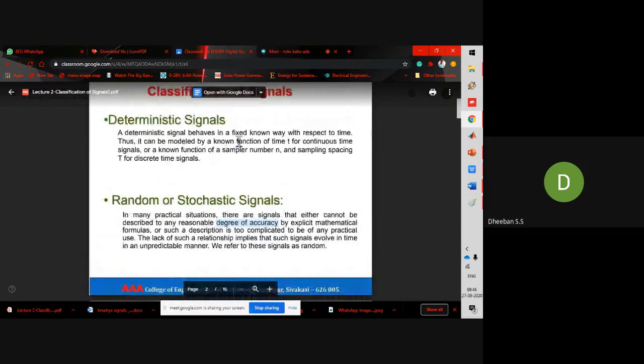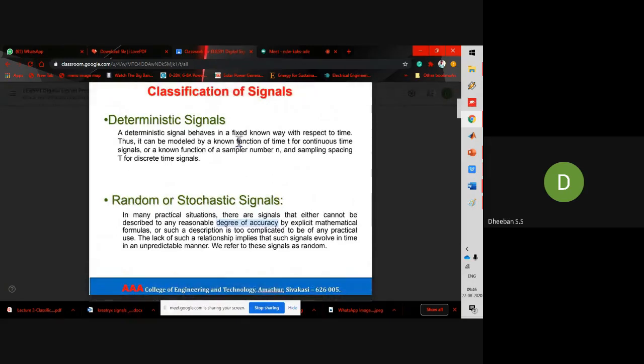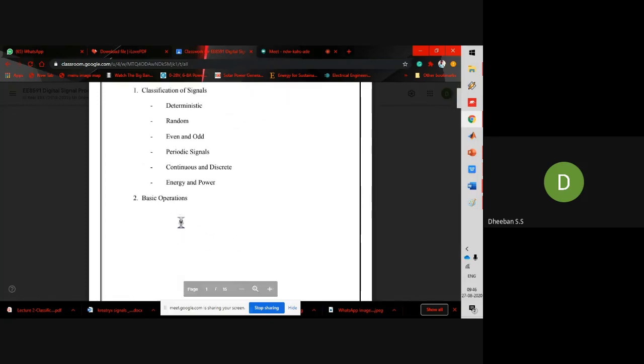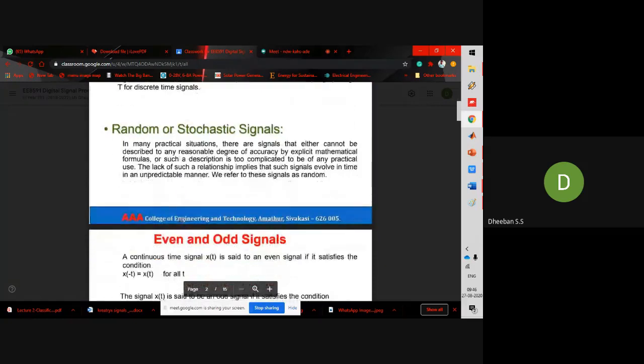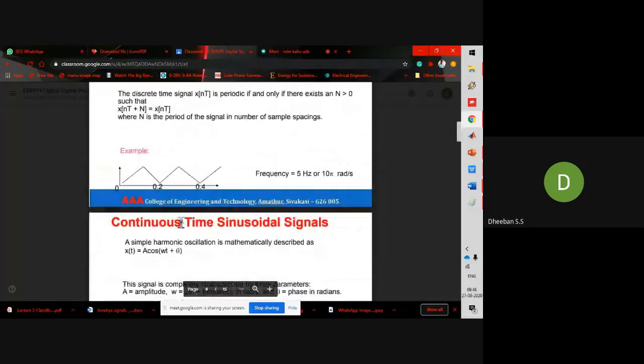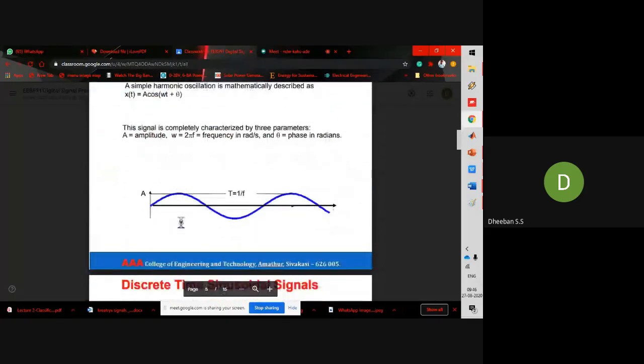This classification of signals, you have to group and study. Deterministic and random is one group. Then even and odd is another group. Then periodic signal is another group. Then continuous and discrete is another group, followed by energy and power signals. So after this, I'll directly go to the continuous and discrete signals, then only you'll get some idea.